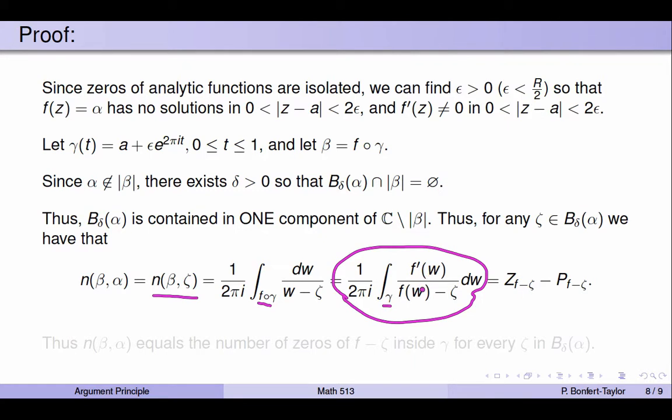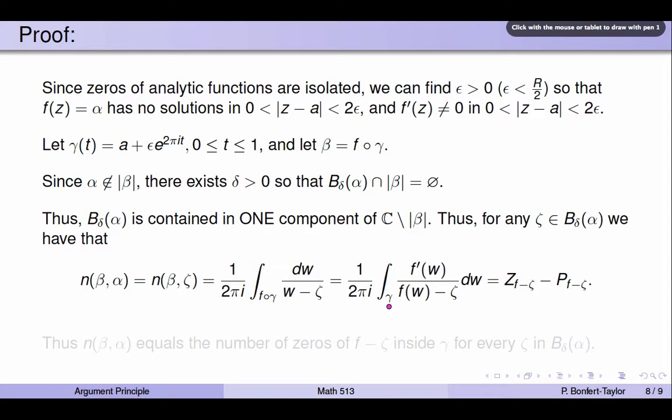We're integrating a derivative over a function. What's the function? What's the derivative? We're really integrating the derivative of f of w minus zeta, so the derivative of that divided by f of w minus zeta. By the argument principle, that gives you the number of zeros of f minus zeta minus the number of poles of f minus zeta, counted with multiplicity, inside gamma. But f doesn't have any poles. F is an analytic function, so this part is actually not here. So all this is counting is the number of zeros of f minus zeta inside gamma. So it counts how often f takes the value zeta inside gamma.